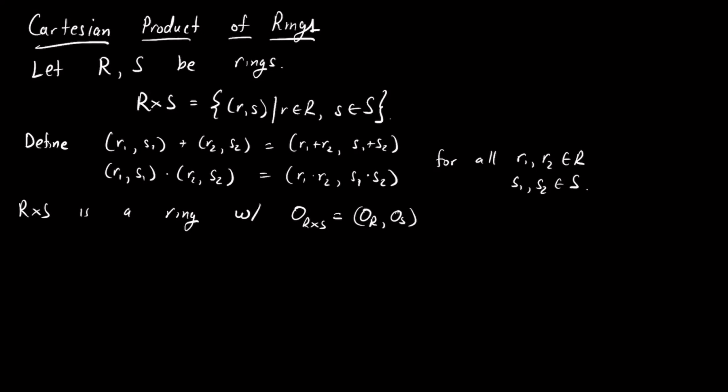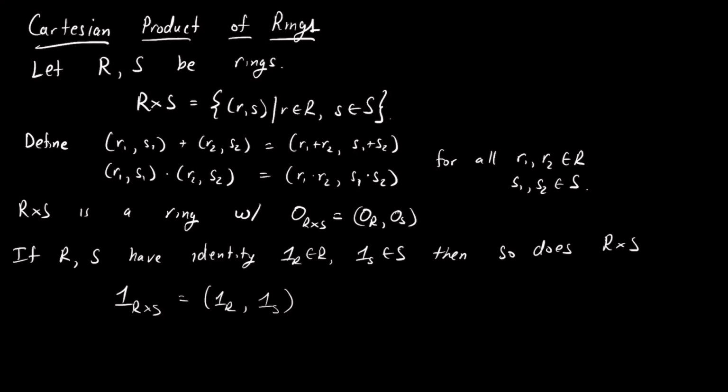And it's a good exercise to actually check that this is a ring. So it really forces you to go through all the ring axioms one by one. So it's a good exercise to do this manually. It's quite tedious, but it is good practice with the ring axioms. If R and S have identity, then R cross S will also have identity. And so if 1R is the identity in R and 1S is the identity in S, then the identity element in R cross S is just 1R comma 1S. It's this ordered pair. And again, it's good practice to check that this all checks out.